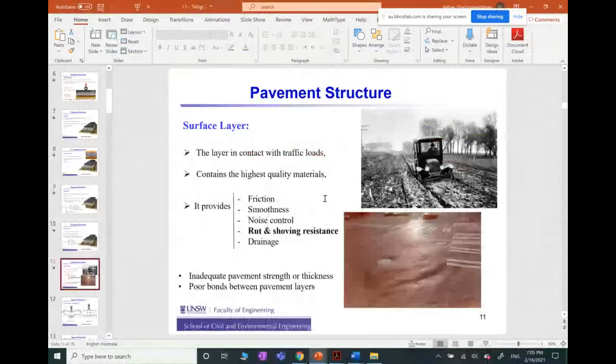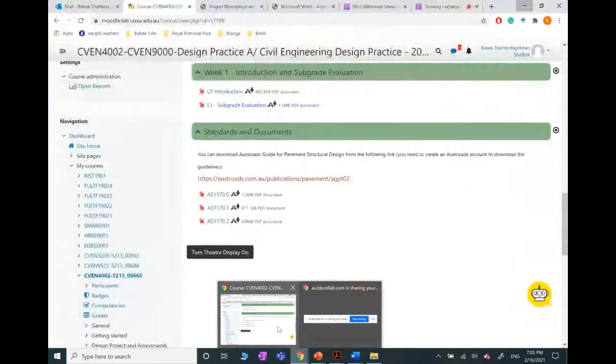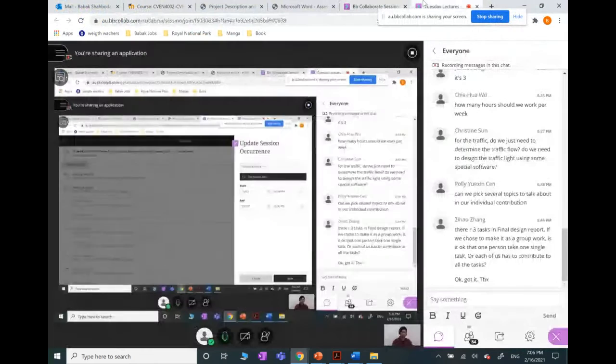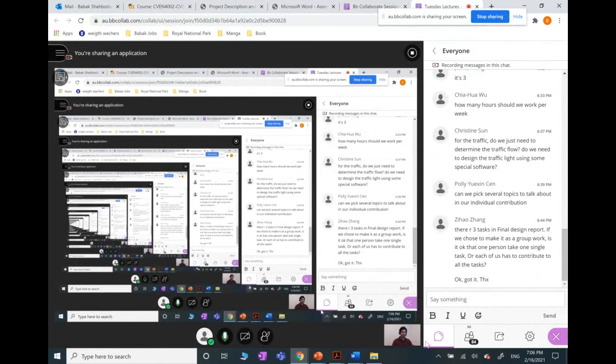So let me see if you have any questions about this part. All right. Let's have a break for about 5 minutes, and then I will talk about the different types of pavement, and then start talking about the subgrade evaluation. During this time, if you have any questions, please write them down in the chat. Let me show you. So here, this is the chat. You can simply write down your questions. After the break, I will go through your questions and then continue the rest of the lecture.